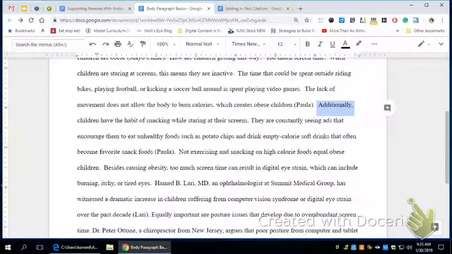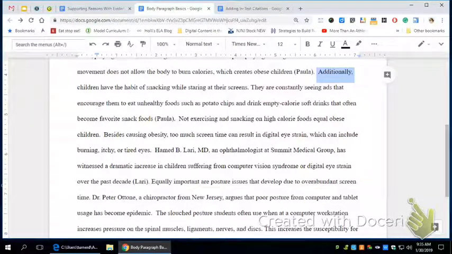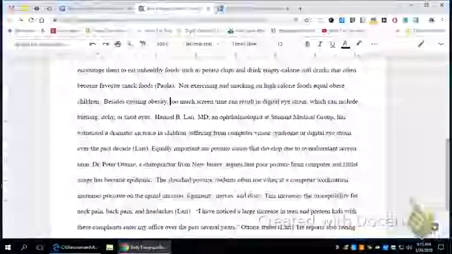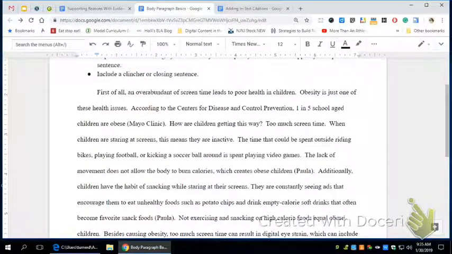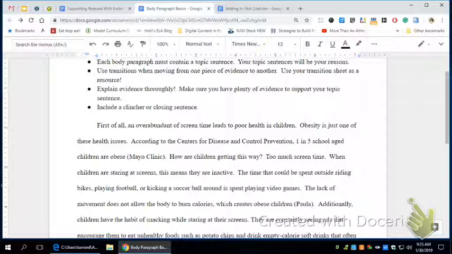So then, after that, I talk about digital eye strain. So I'm using a transition. Besides causing obesity, too much screen time can result in digital eye strain. Then I talk about posture, right? So I use another transition. Equally important are posture issues. So when you go from one piece of evidence to another, you have to use some kind of transition to let the reader know, like, hey, I'm done with this example, and I'm going to give you another example. And you have to get those transitions off of that transitional paper.